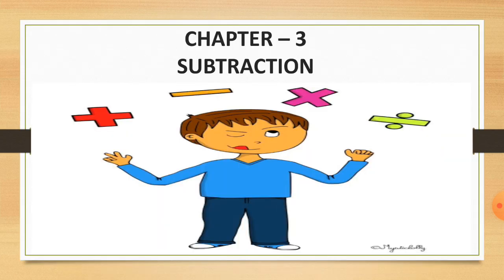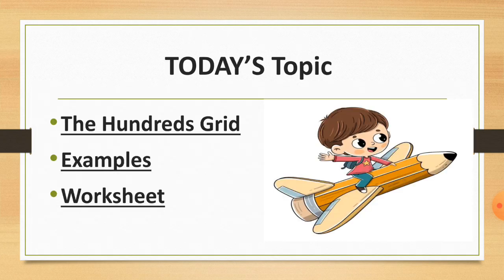Now we are going to continue chapter number 3. Chapter number 3 is not completed yet. Today's topic is the previous topic, the hundreds grid. We did not complete this topic; some points are remaining. So let's discuss them today, and then we'll move to the next topic in the next lecture. Let's start with the points we are missing.